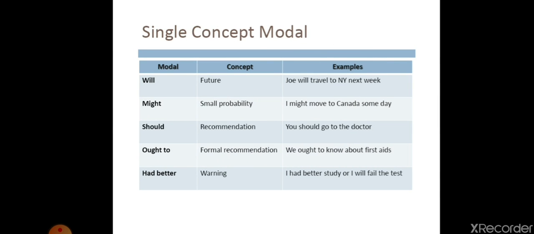Now we are going to see the examples and the concepts which the single concept modals show. Now let us see the modals. Will shows the concept of future. For example, Joe will travel to New York next week, in the coming future. Might shows a small, weak probability. I might move to Canada someday. So this shows weak probability.